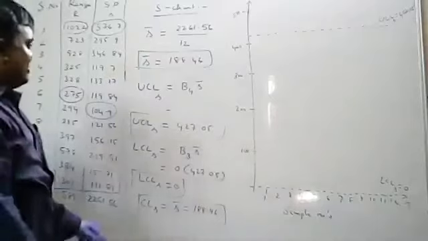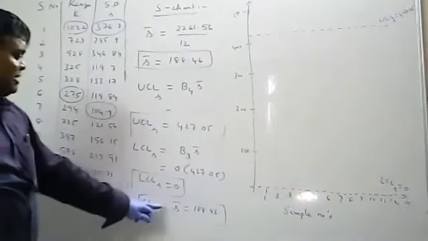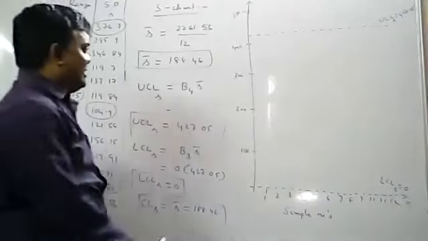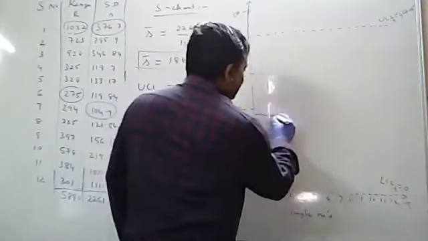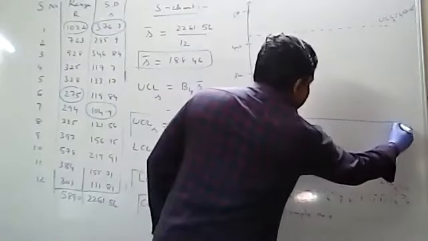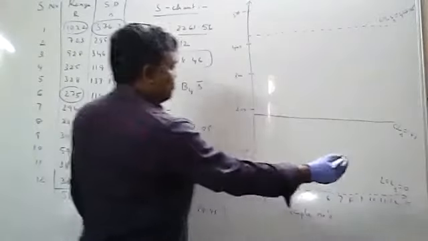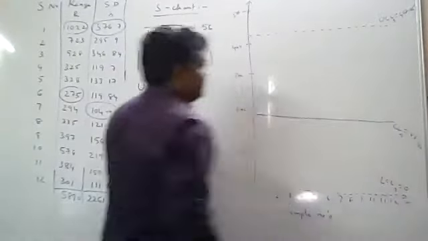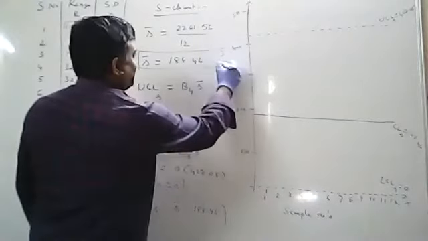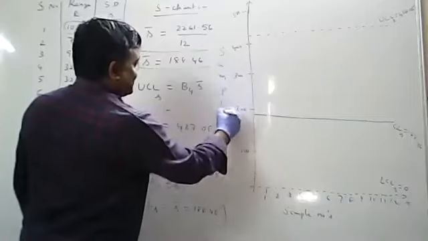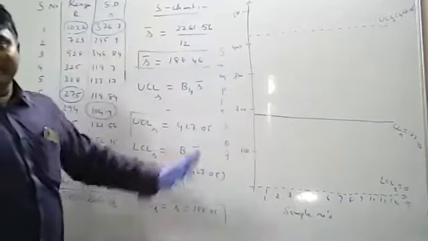Next you have to identify CL, because LCL is already completed. CL value is 188.46. CL is a dark line, so you have to draw it with a dark line. This is CL S equal to 188.46, roughly. The practical graph paper will be provided. These values are sample standard deviations, so the y-axis is nothing but sample standard deviations.